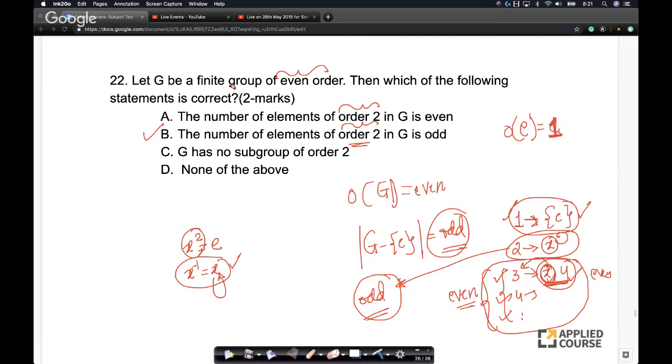Again, this is one way to argue about it. Since none of the above is also an option here, I can't solve this problem with an example. This is the rigorous or formal way of arguing about it. Initially, I was thinking I'd solve this using an example, because this is a group of even order, and I'd show which elements have odd order and even order. But then there's the problem of none of the above. That's why we have to prove it more formally.